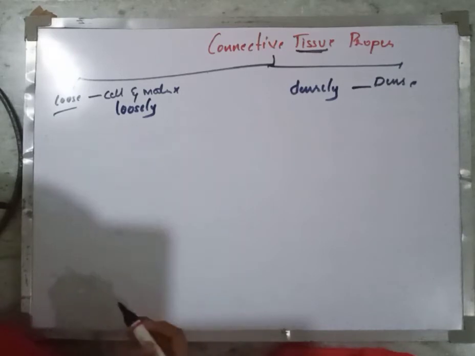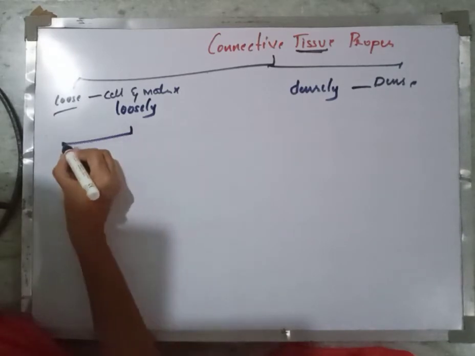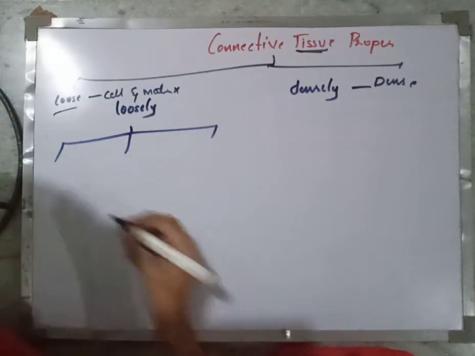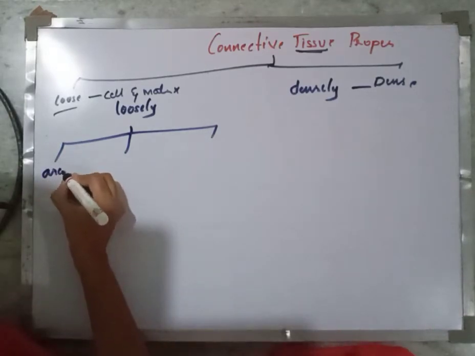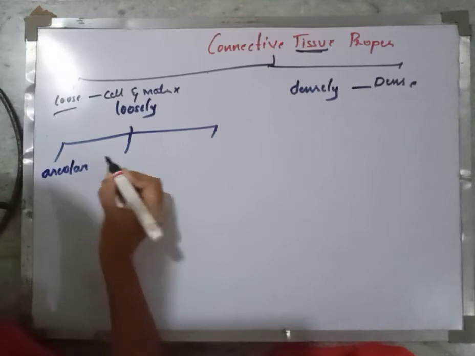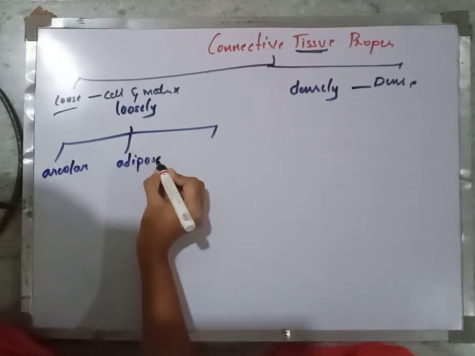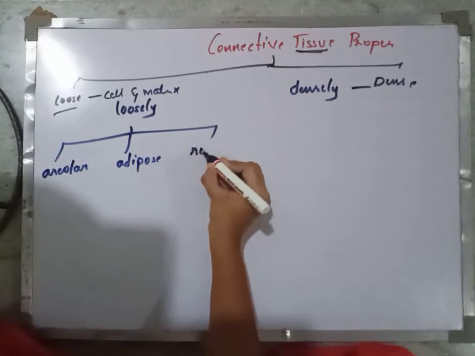And the loose connective tissue contains three types of tissues: areolar connective tissue, adipose tissue and the reticular tissue.